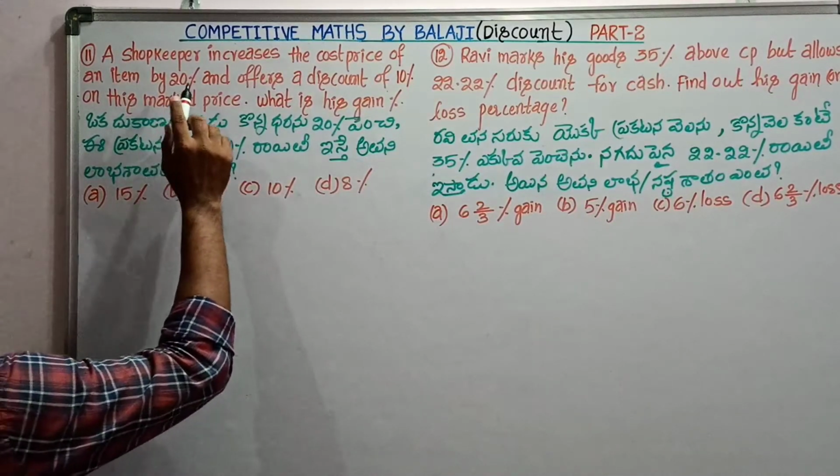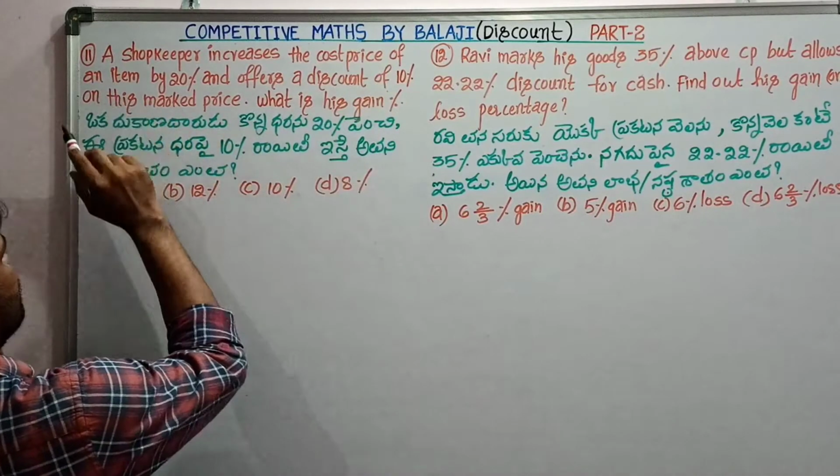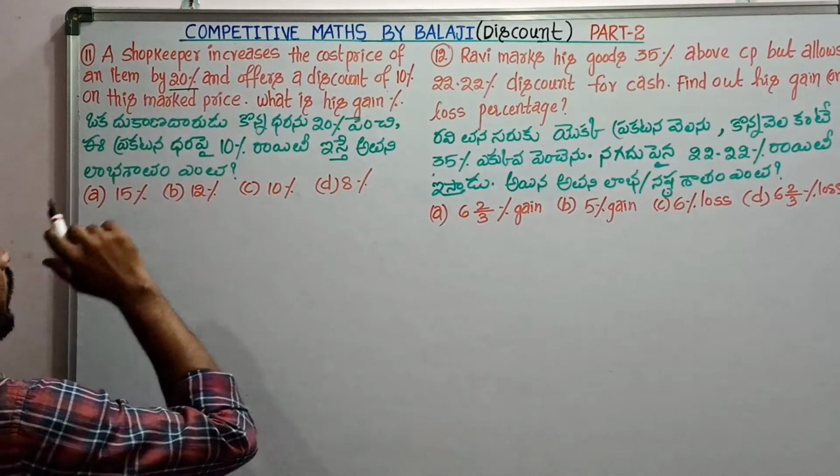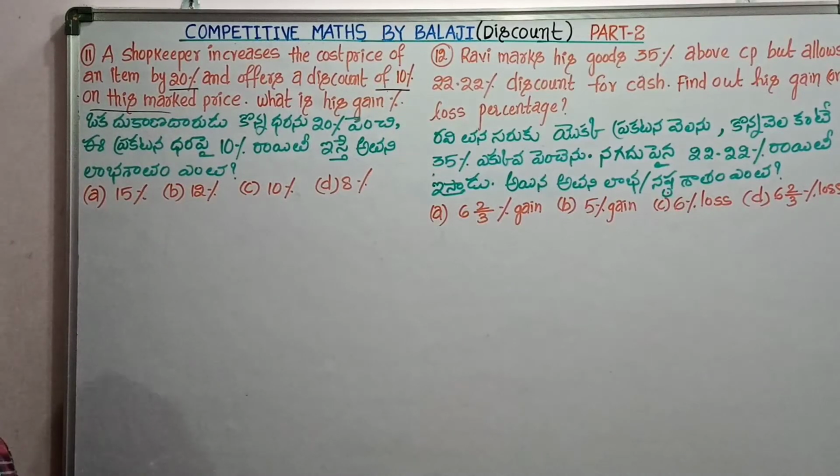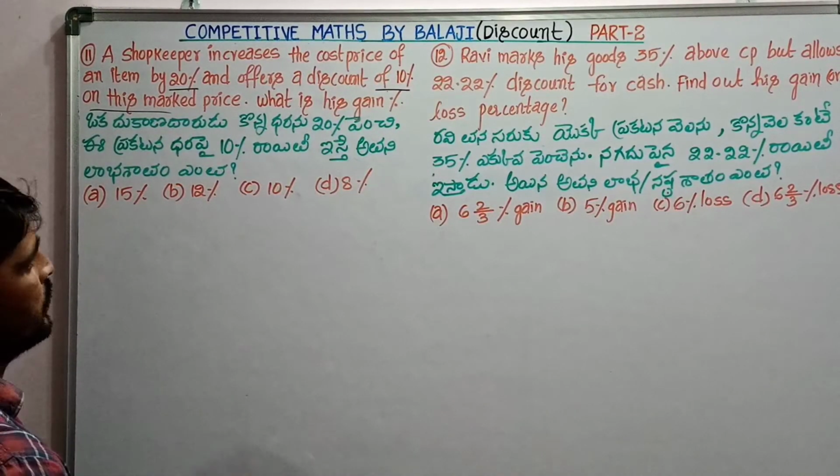Next question, question number 11. A shopkeeper increases the cost price of an item by 20% and offers a discount of 10% on this market price. What is his gain percentage?